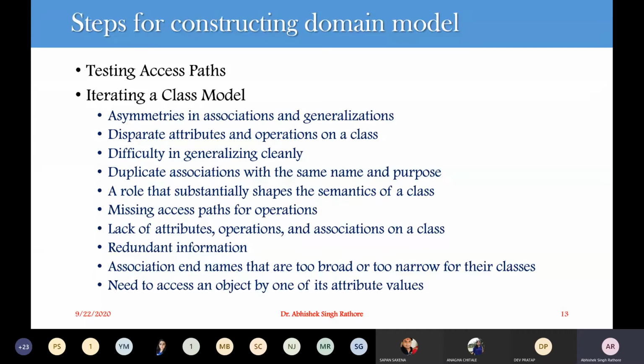In addition to that, if we need to access our objects by one of their attributes, we can consider a qualified association. I think I misused redundant information. If we have some redundant information, we can remove associations that do not add new information, or we can mark them as derived information. This is how we can remove our redundant information.